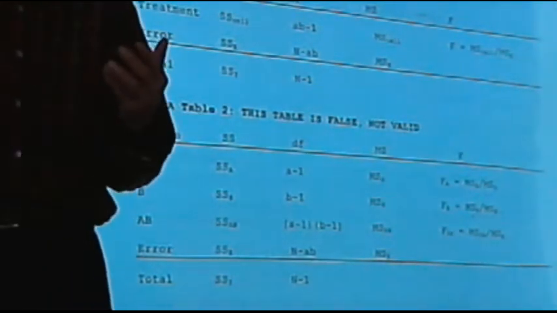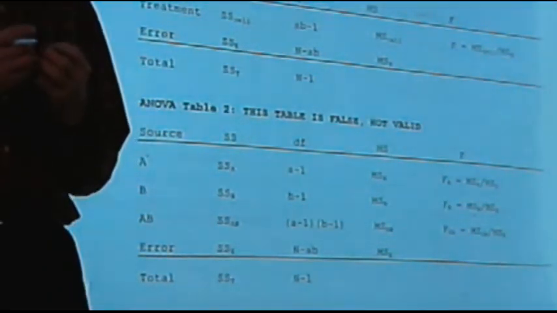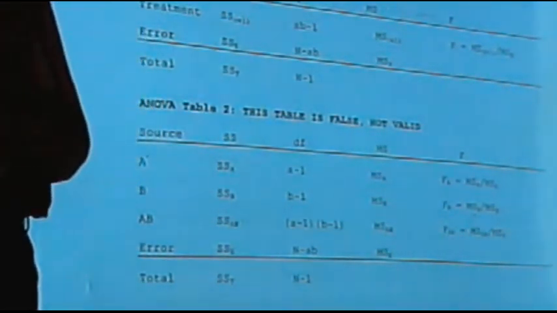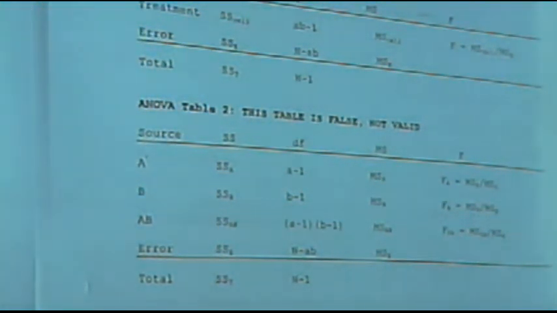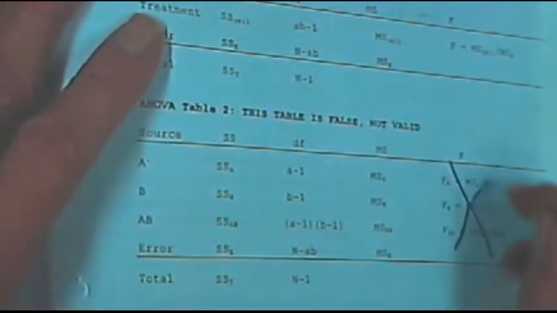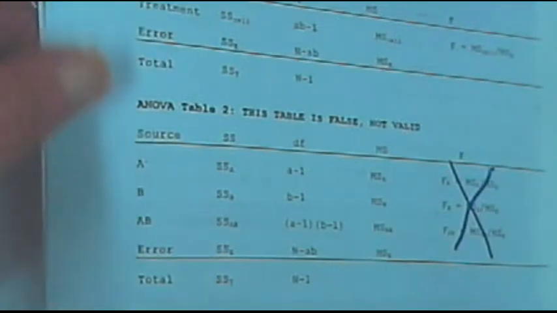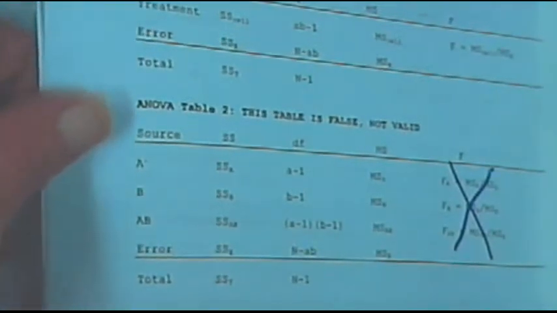So there's a temptation to think about how we did things in a balanced case and try to do the same thing in an unbalanced problem like this. And the point is it doesn't work. So somehow put a big X through those. Those are not possible F tests. So what can we do?